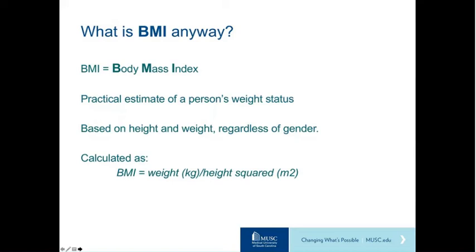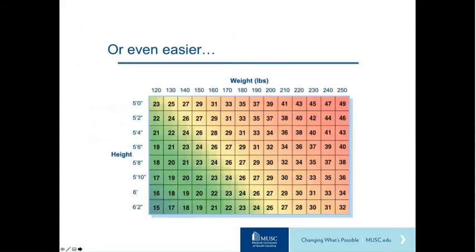It's a way to compare weights of people of different heights. So it takes height into account, and it has the same meaning regardless of gender. It's calculated the same way, and that is weight in kilograms divided by the square of height in meters. Now, there are easier ways to come up with your BMI.